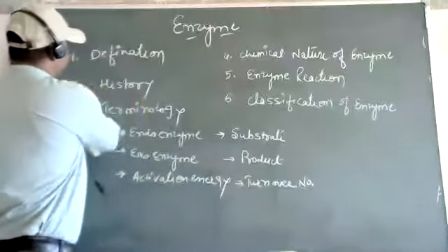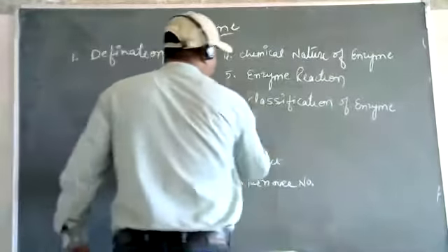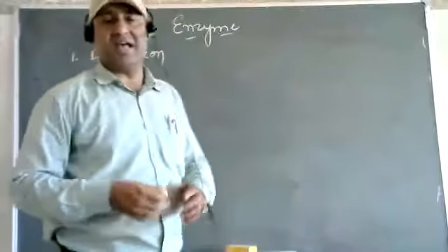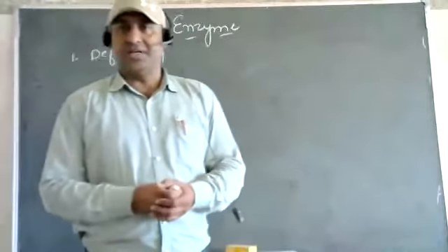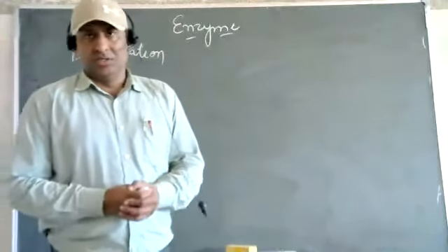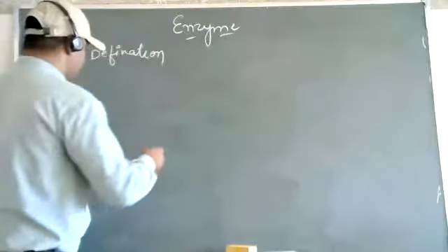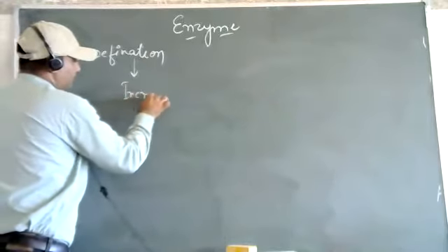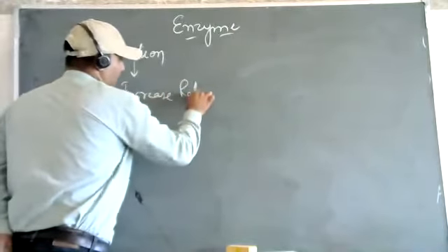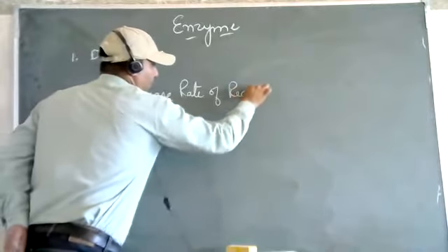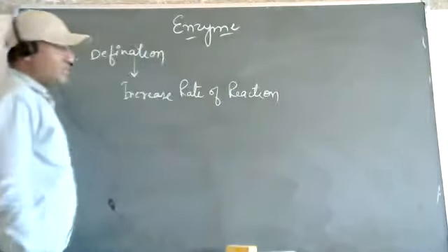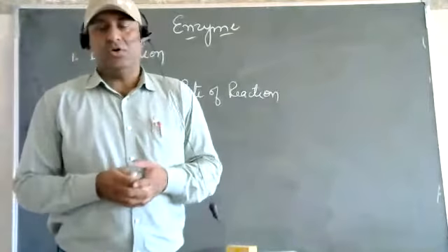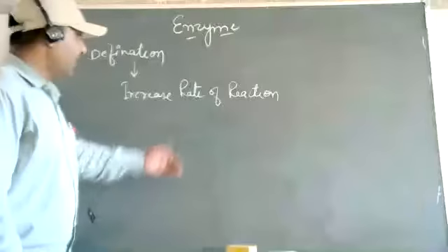So first, what is the definition of enzyme? You have to listen about the biocatalyst. The word biocatalyst means the activator which increases the rate of biochemical reaction, especially the rate of chemical reaction. So the enzyme is a special type of biocatalyst which increases the rate of reaction. What is the meaning of rate of reaction? It means how much substrate, or we can say reactant, converts into the product. This is the rate of reaction.